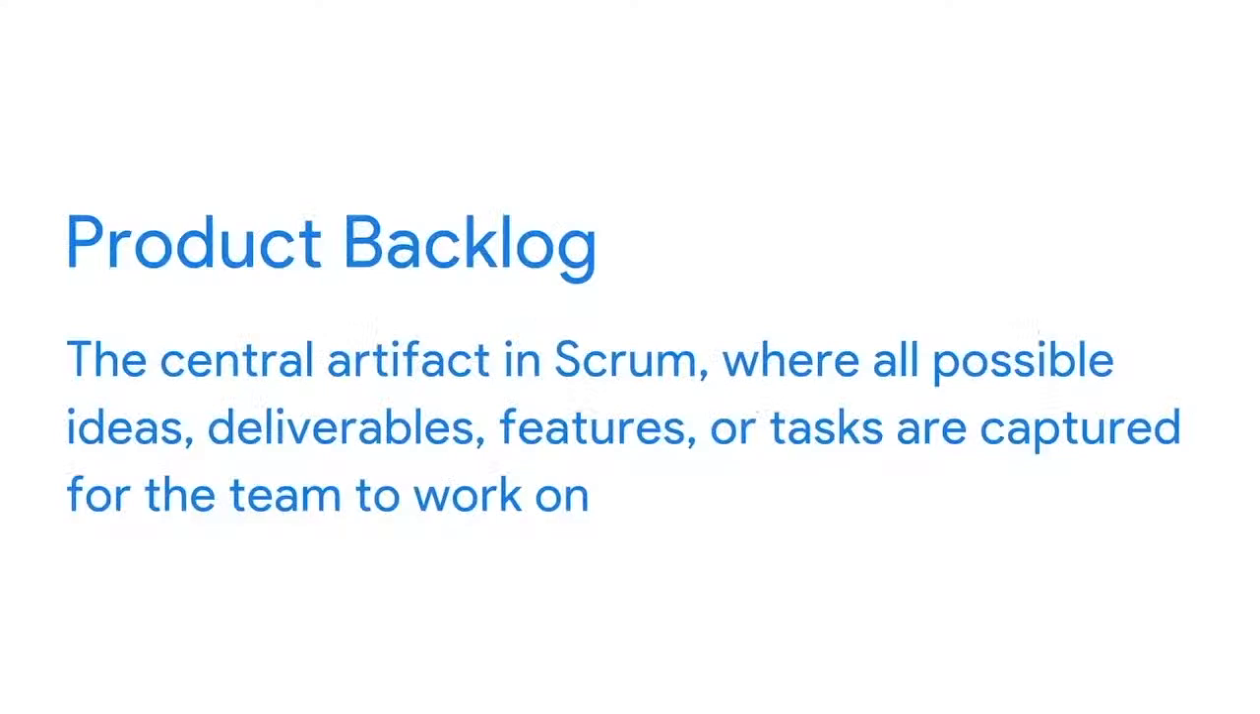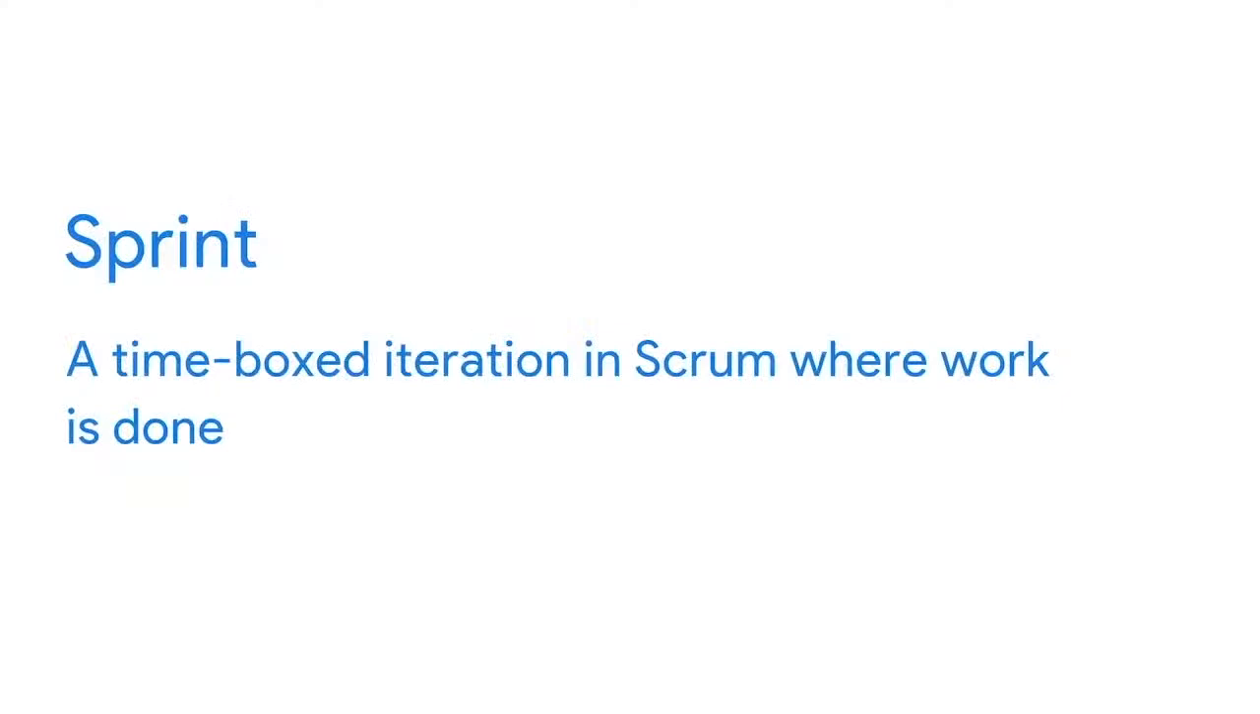First, let's review some terms and concepts specific to Scrum. The backlog is the central artifact in Scrum where all possible ideas, deliverables, features or tasks are captured for the team to work on. It's prioritized and proactively managed by the team continuously throughout the life of the project. The sprint is the name of the time-boxed period in Scrum where work is done. The sprint can be between 1 and 4 weeks long, but most sprints are around 2 weeks. This is often called the iteration.